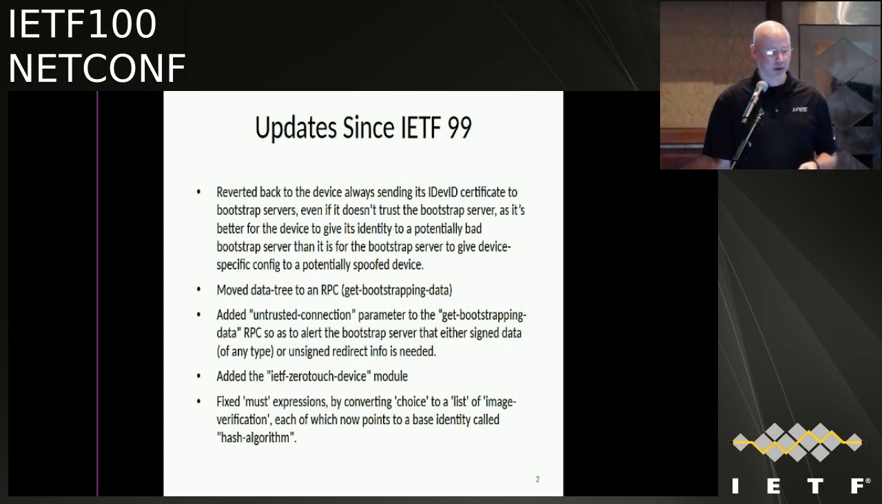Secondly, we moved the content, which was previously defined as a hierarchy of protocol accessible nodes in the tree, into an RPC called get bootstrap data. In that RPC, we added a parameter, a flag called untrusted connection. So this is an ability for the device to alert the Bootstrap server that it doesn't trust the Bootstrap server, that it is the scenario where it's blindly accepting the Bootstrap server's TLS server certificate.